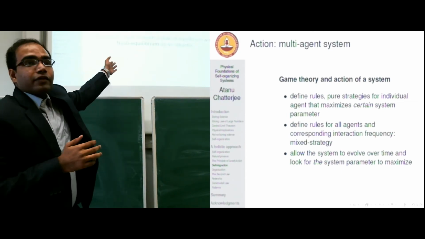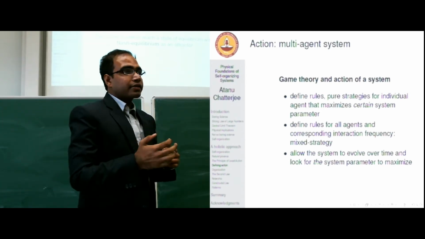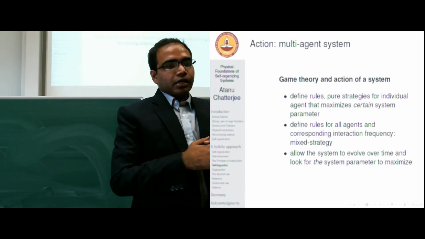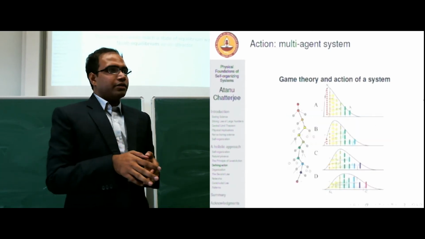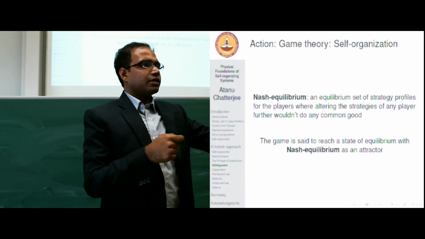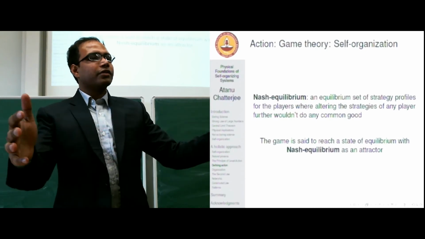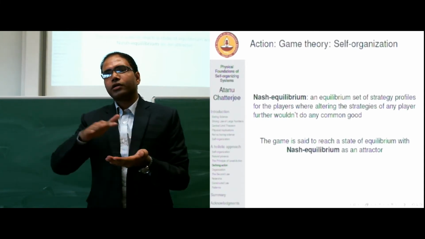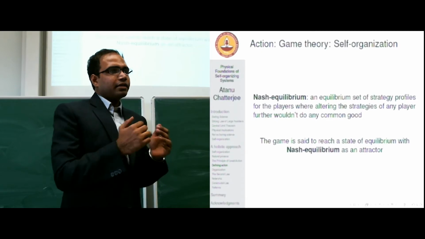So this is what I was talking about, the Nash equilibrium. The Nash equilibrium is an attractor for a system. What is Nash equilibrium? It is a set of strategy profiles for the players at which, if a certain player knows that the opposition will change his strategy, and he tries to alter his own strategy, then there will be no common good for the entire system. The system has reached a certain state where, if you alter your strategy to maximize your personal payoff, it won't help you. That is game theory.